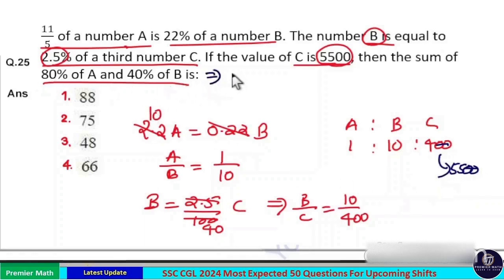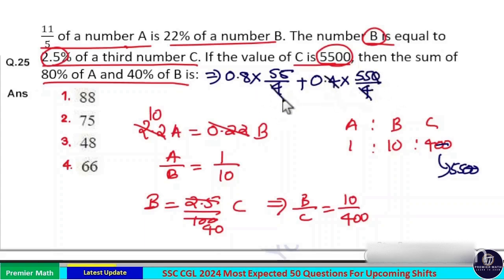Then 80% of A means 0.8 into 1 part. A is equal to 1 part. 1 part is 55 by 4 plus 40% of B. 40% is 0.4. B is equal to 10 part. If 1 part is 55 by 4, then 10 part is 550 by 4. Now 4 cancel. Here 4 goes 0.2 times in 0.8. So 55 into 0.2 is equal to 11. And here remaining is 55. So 55 plus 11 is equal to 66. So your answer is option.